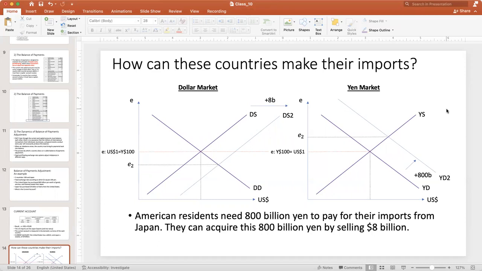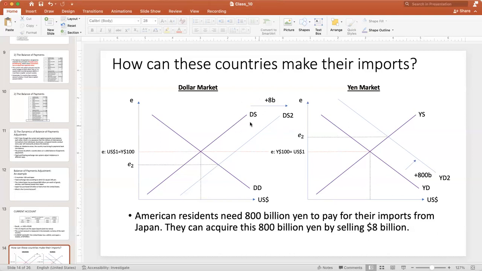Remember, the monetary authorities in the United States only control dollars. They cannot print yen. And at the same time, the monetary authorities in Japan do not control dollars. They control yen. And they need to buy dollars in order to buy products from the United States. And the United States has to buy yen in order to buy goods and services from Japan.